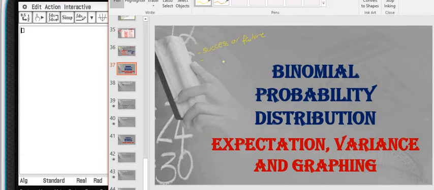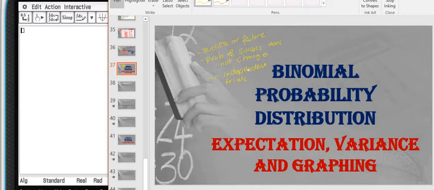Our next property is that the probability of success does not change. Okay, so that's our second thing there. And our third criteria, which we're looking at, is that there are n independent trials. Okay, so we have a number of trials, but they are independent. So this is what we're looking for.